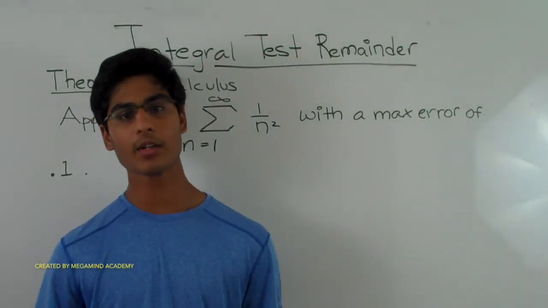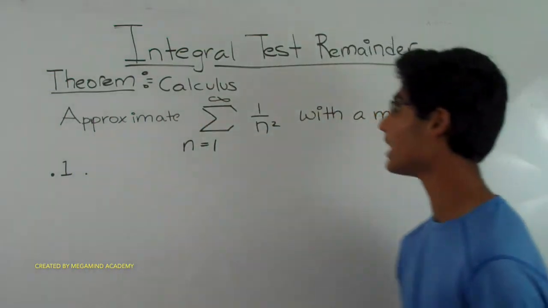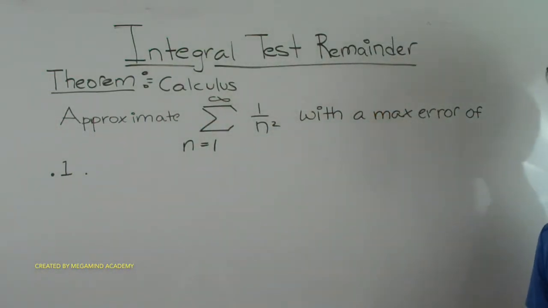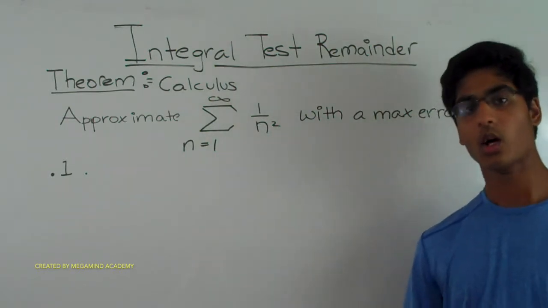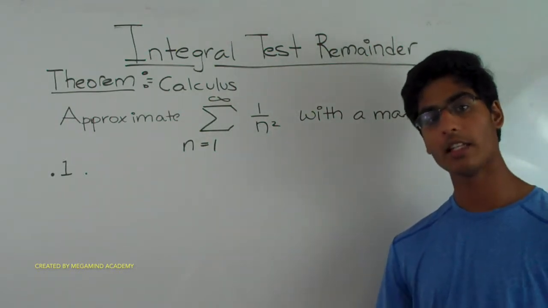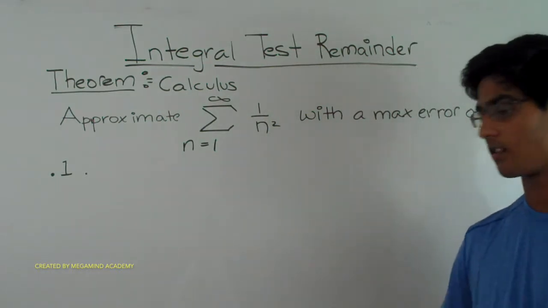Hi! Today we're going to learn about the integral test remainder theorem in calculus. Let's say we have to approximate the sum from n equals 1 to infinity of 1 over n squared with a maximum error of 0.1. So how do we do this? Well, before we dive into this problem, let's figure out a method for doing this.